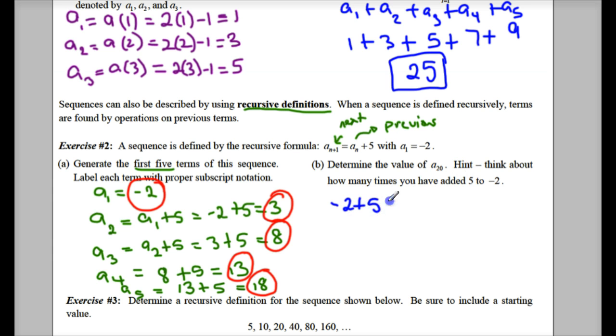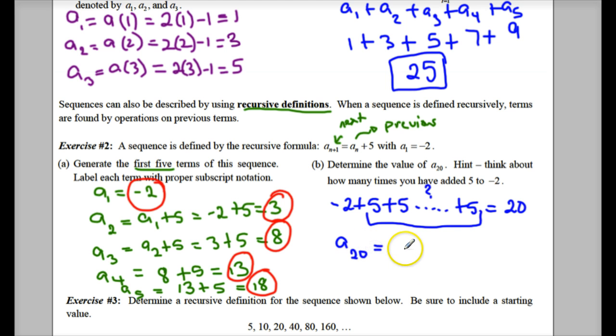So it's saying I'm starting with negative 2. How many times do I add 5, add 5, add 5, add 5 in order to get to the 20th term? How many times here? That's my question mark. So it's actually 19 times. So then a20 is going to be negative 2 plus 19 times 5, and this works out to be 93.